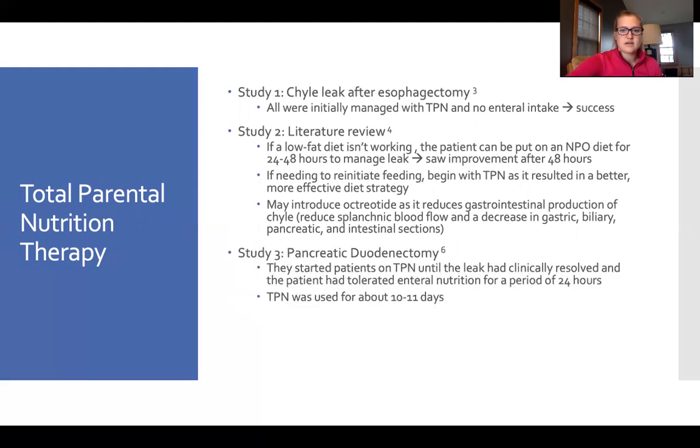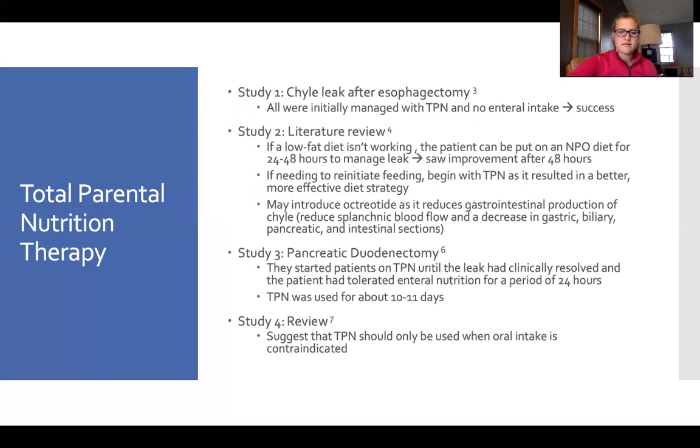Study 3 was dealing with the pancreas, or pancreaticoduodenectomy. They started patients on TPN until the leak had clinically resolved and the patient had tolerated enteral nutrition for a period of 24 hours. And they found that TPN was used about 10 to 11 days.